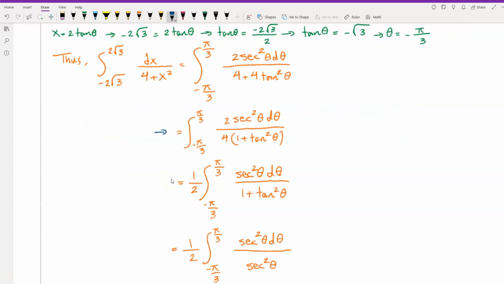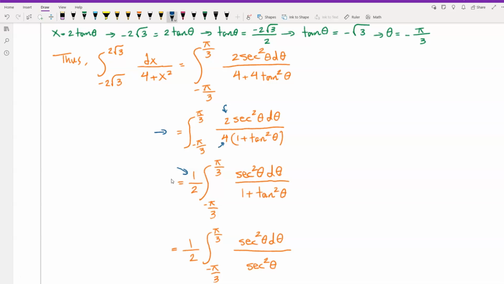So next step here on this part, we have to integrate 2 times secant squared theta d theta divided by, I factor out 4. So in the denominator we have 4 times 1 plus tangent squared, and then simplify. What we have here is 2 divided by 4, so that is 1 over 2, and I have that outside of the integral. So next step is equal to 1 over 2 times the integral of secant squared d theta divided by 1 plus tangent squared.